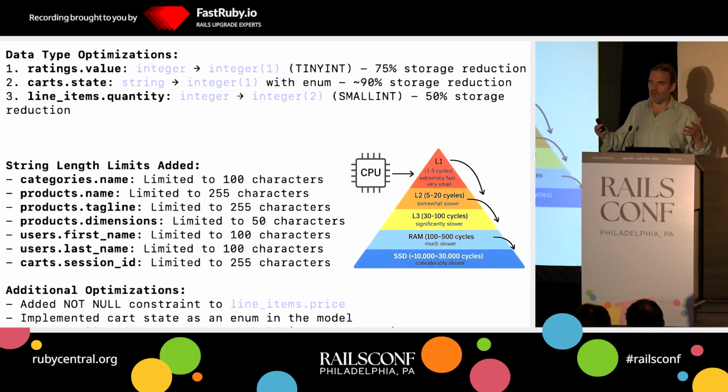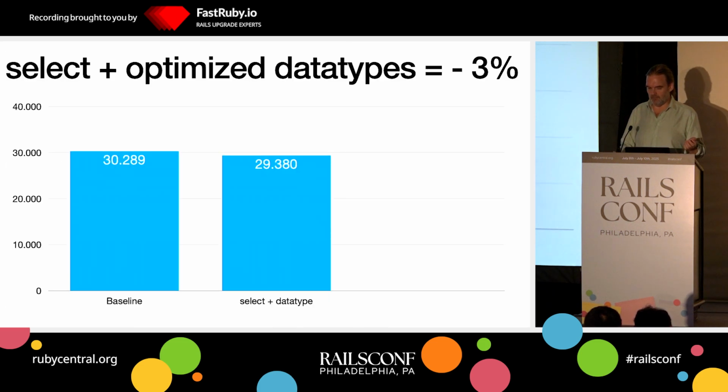So you really want to, or no, who am I to tell you what you want? But if you really want to go down the road of maximum performance, you want to have a look at the select thing. You want to have a look at your data types because that squeezes out quite a bit. And that's, in this case, -3%. So the application just became 3% faster.